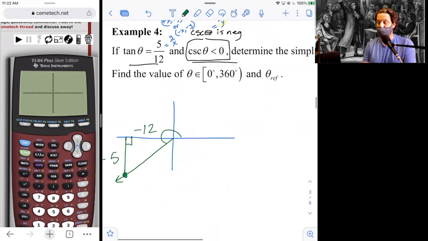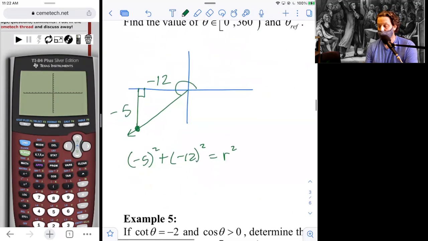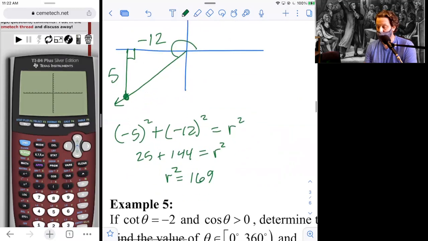Now I need to find the hypotenuse by the Pythagorean theorem. So let's do that. Negative 5 quantity squared plus negative 12 quantity squared equals r squared. So that's 25 plus 144 equals r squared. So r squared equals 169. Is that a perfect square? Yes, that's 13 squared.